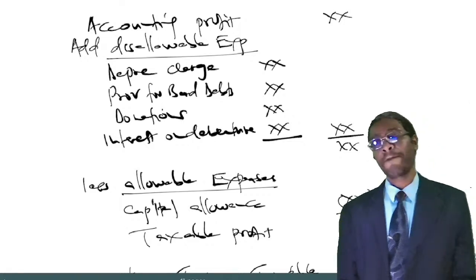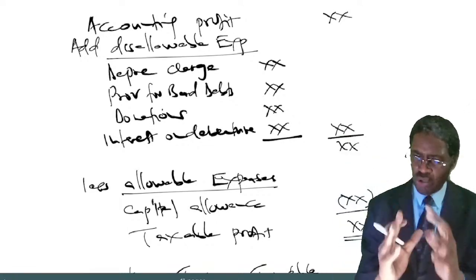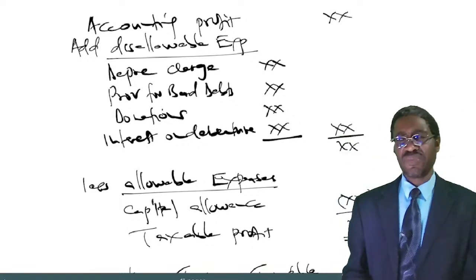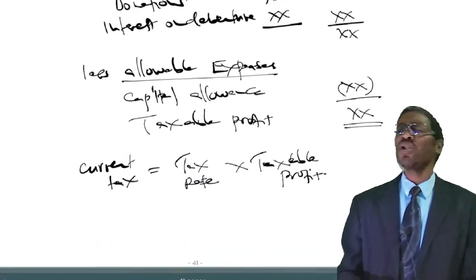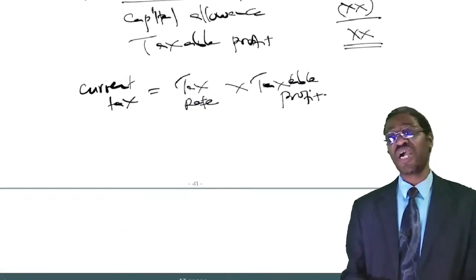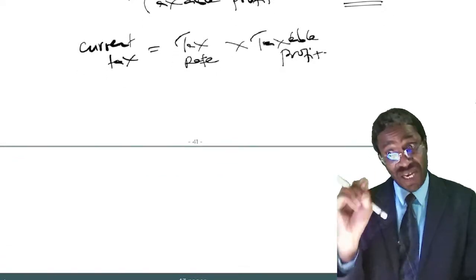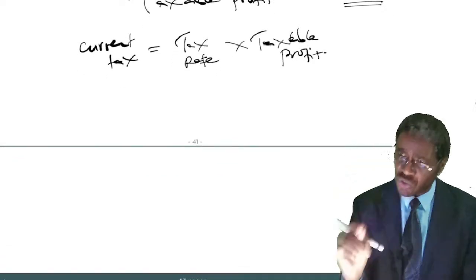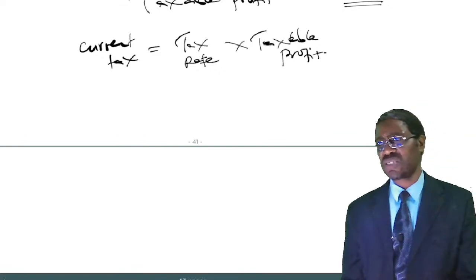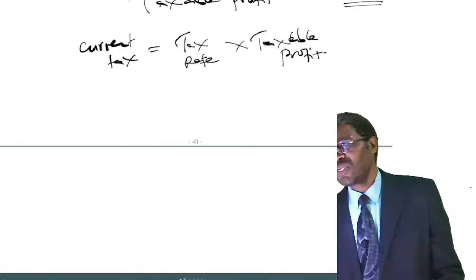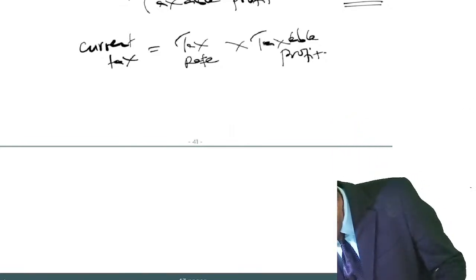Now listen. All those causes, all of them, whether allowable or disallowable, all the causes of the differences between the accounting profit and the taxable profit, there are too many according to the income tax. Somebody saying something?